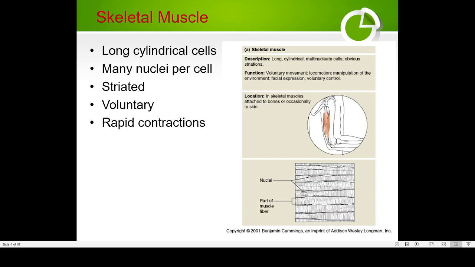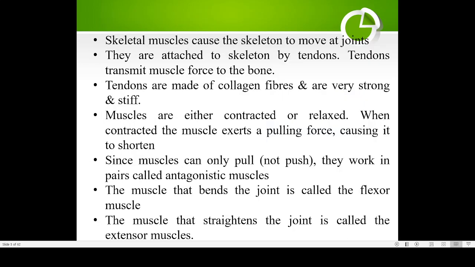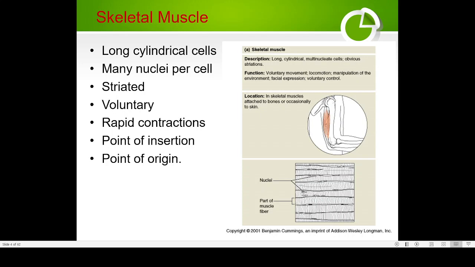So going to the skeletal muscle, those are the features. These are some of the important features. Now another point: there is a point of insertion as well as a point of origin. Here you can see that this is the point of origin. The starting point is known as the point of origin, and this ending point is known as the point of insertion. So these are two important parts of a skeletal muscle. It will begin at one region and end at another region, and they are known as the point of origin and the point of insertion.